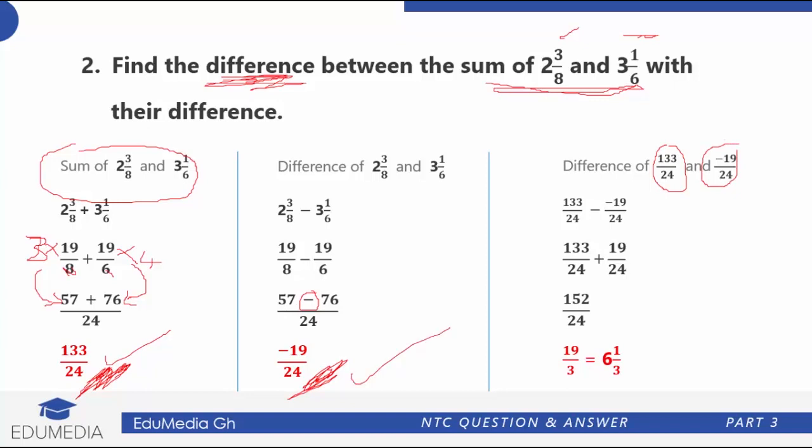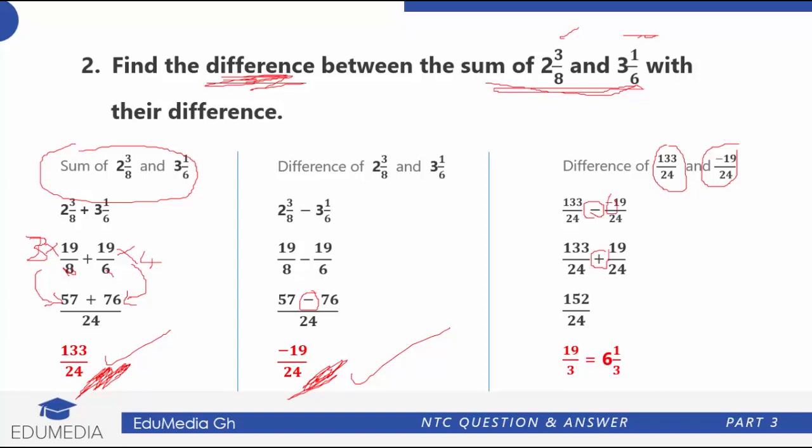All right, so we have this. Now we are taking the difference of them. So 133 divided by 24 minus negative 19 over 24. Since there's a negative here and this is also a negative here, then it becomes a plus, so that is what gives us the plus here. So 133 divided by 24 plus 19 over 24. All right, and then we get 152 over 24.